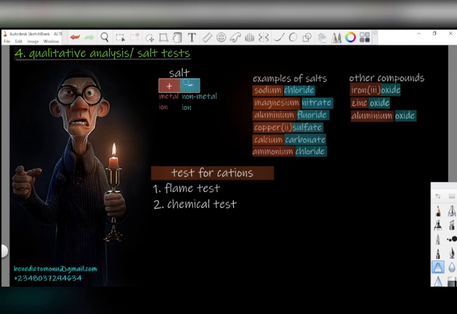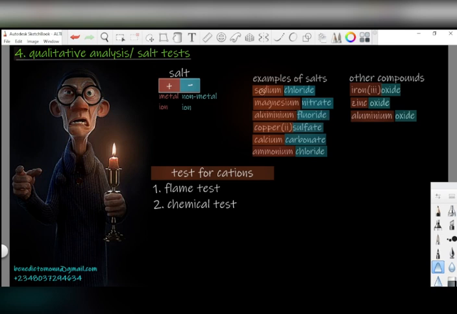Salts, or the samples you'll be given in your exams, would always contain two parts: the positive part and the negative part. There's going to be either a metal part and a non-metal part, or a cation and an anion part. Let me give you examples of these salts: sodium chloride, magnesium nitrate, aluminum fluoride, copper sulfate, calcium carbonate, ammonium chloride. Others that are not exactly salts: iron 3 oxide, zinc oxide, aluminum oxide.